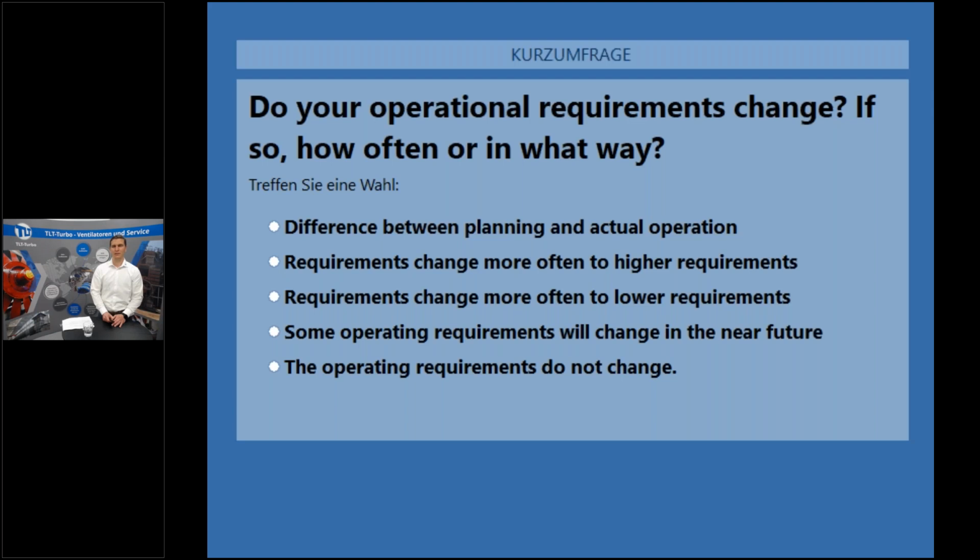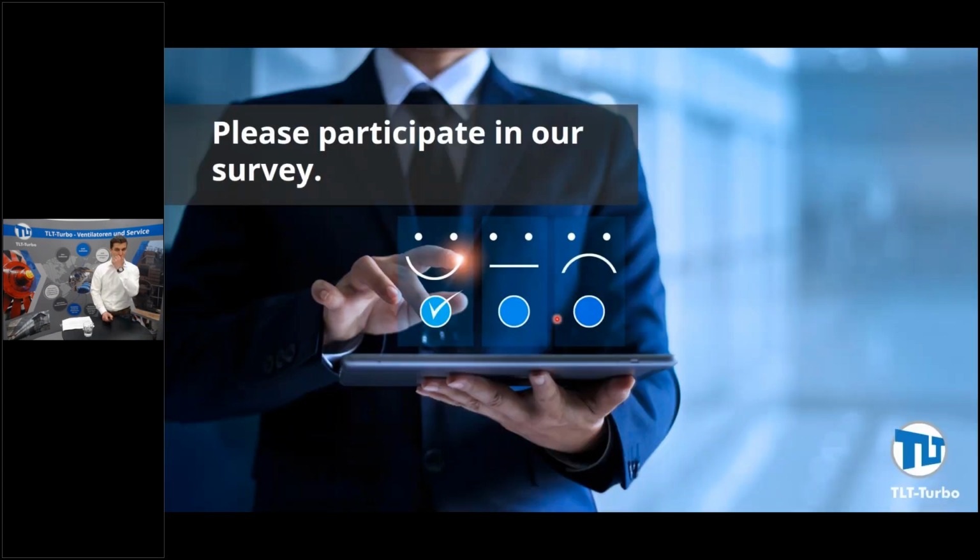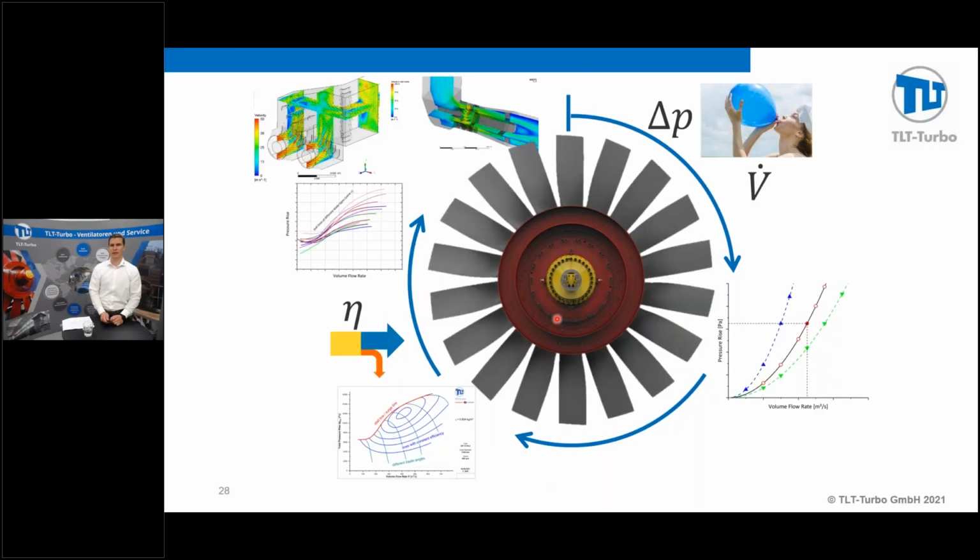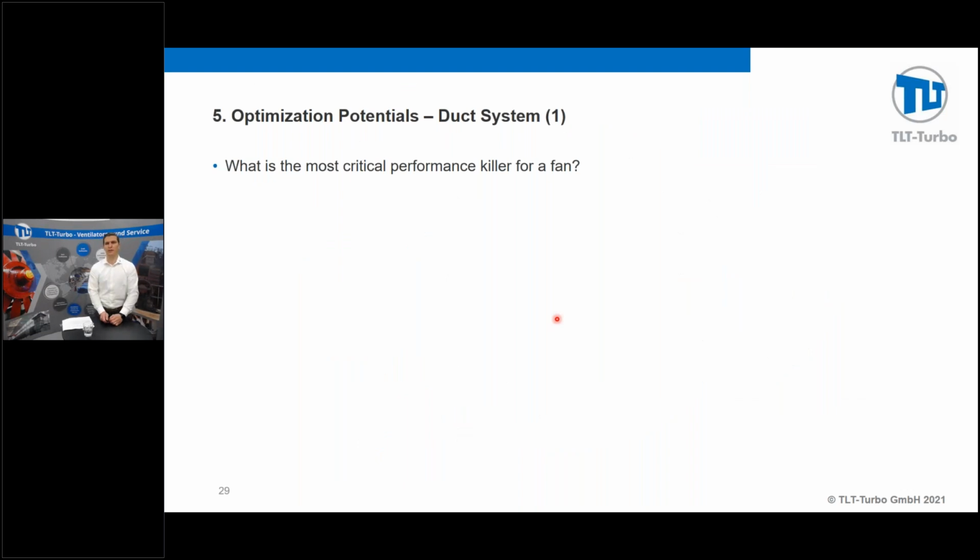That may raise the question, okay, do we have some potential to optimize your duct system or the fan you're operating? Speaking of that, I would like to talk about what we can do, or what TLT did in the past for duct optimizations. And I would like to start with one critical parameter, which is a performance killer, and that's swirl. And I can give you an example of that.